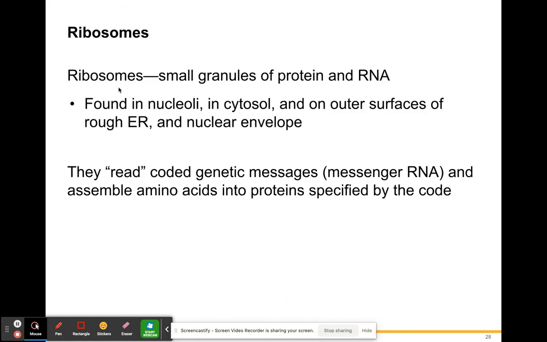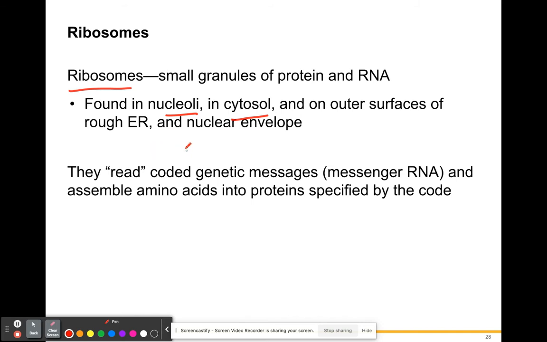Okay. Ribosomes. These do not have any membranes on them, right? They are completely bare of membranes. They're small granules of protein and RNA. Where can they be found? They can be found in the nucleoli. They can be found in the cytosol.